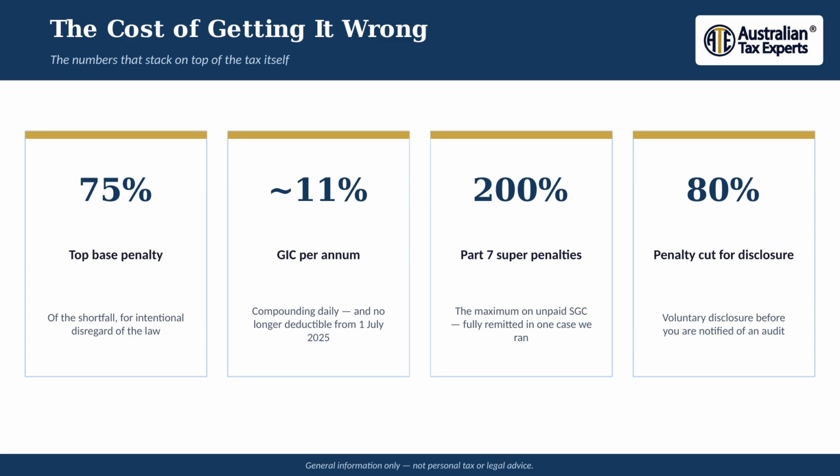We had those remitted to nil in one case, and we will come back to that story. And 80%, the automatic penalty reduction for a voluntary disclosure made before the ATO notifies you of an audit. Notice the pattern. The numbers punish silence, and they reward coming forward.